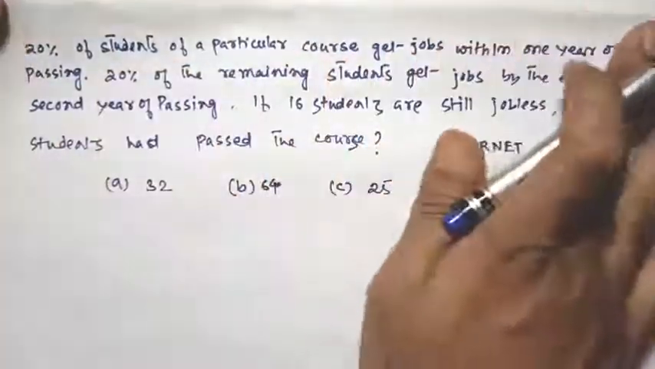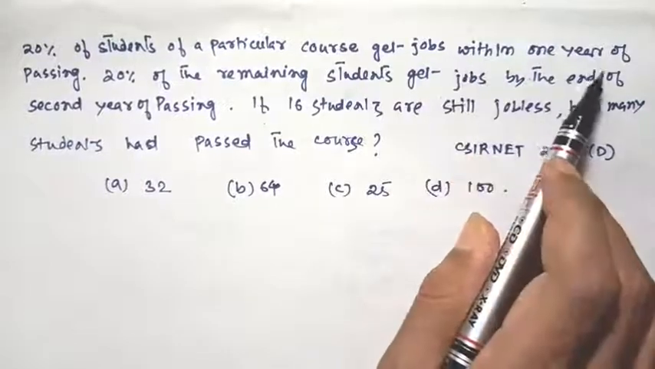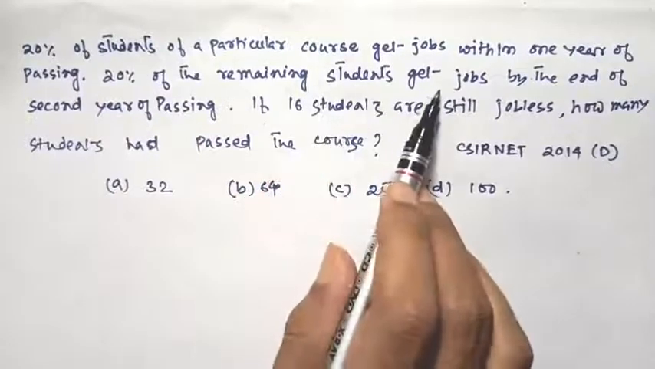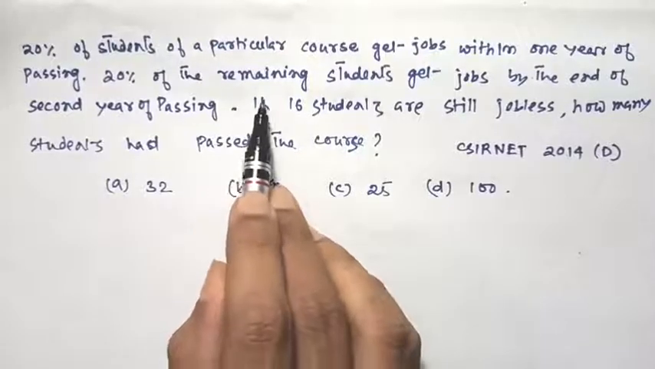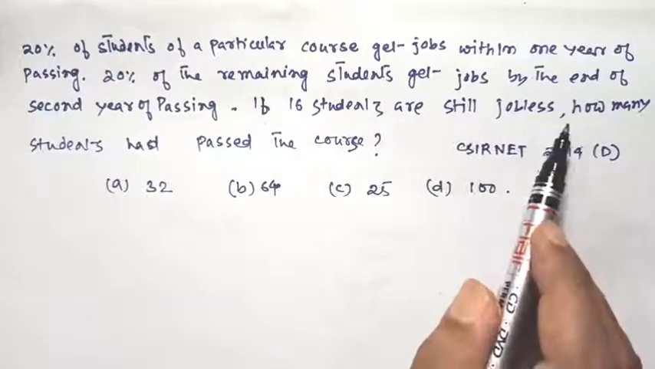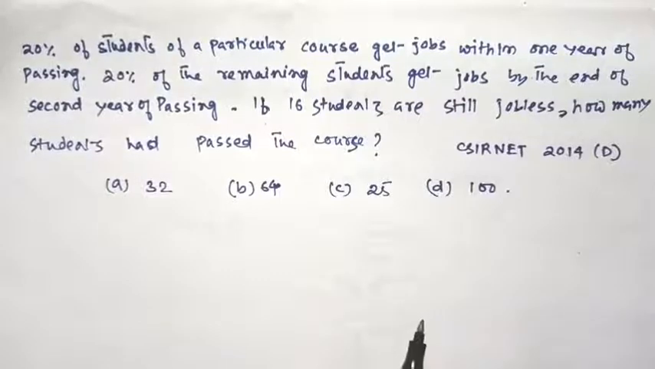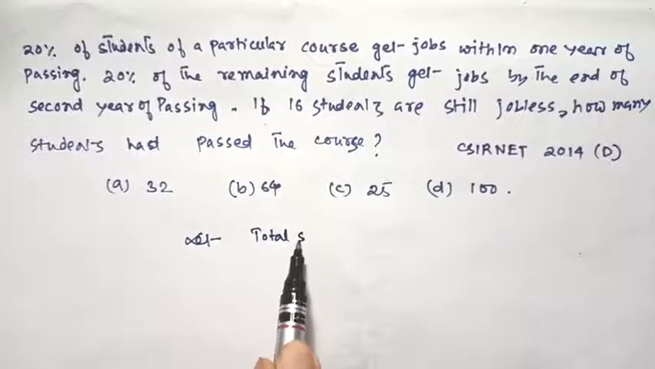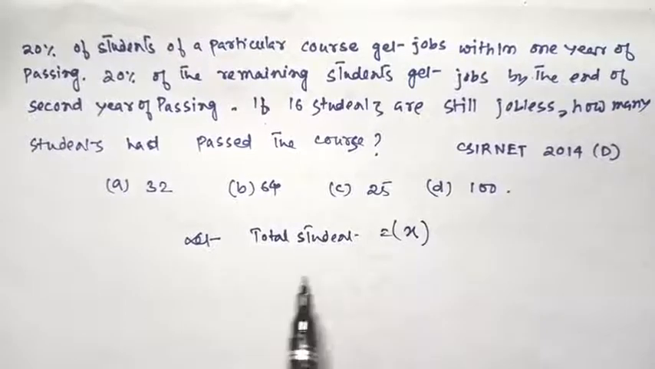In the question, it is said that 20% of the students of a particular course get jobs within 1 year of passing, and 20% of the remaining students get jobs by the end of the second year of passing. It is also said that after 2 years 16 students are still jobless, and we are asked to find out how many students are there in the course. So let us consider the total number of students to be X.